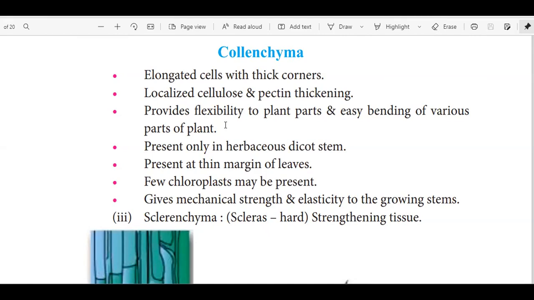There are two types of plants we generally have: monocot and dicot. Dicot plants generally have two cotyledons. We will discuss that when we study diversity. So assume that these are present in dicot plants, at the thin margins of leaves. Where the leaves are thin, these tissues are present. That's why we can bend the leaves and the leaves do not break. So if we bend the twigs and they do not break, this is because of this tissue.